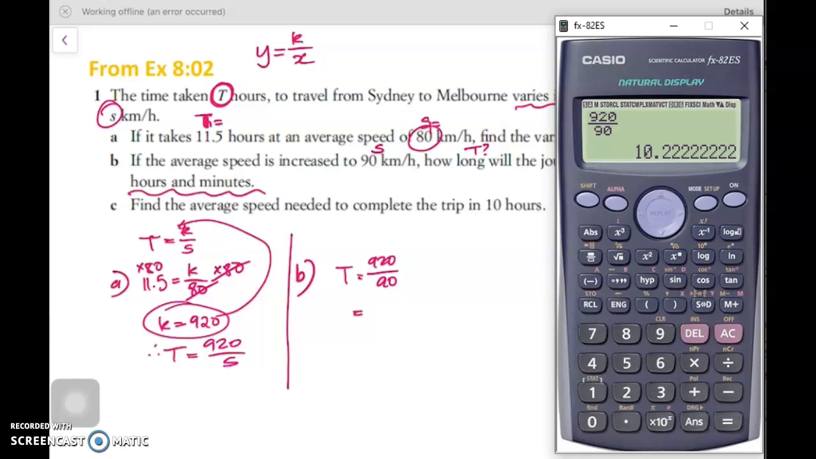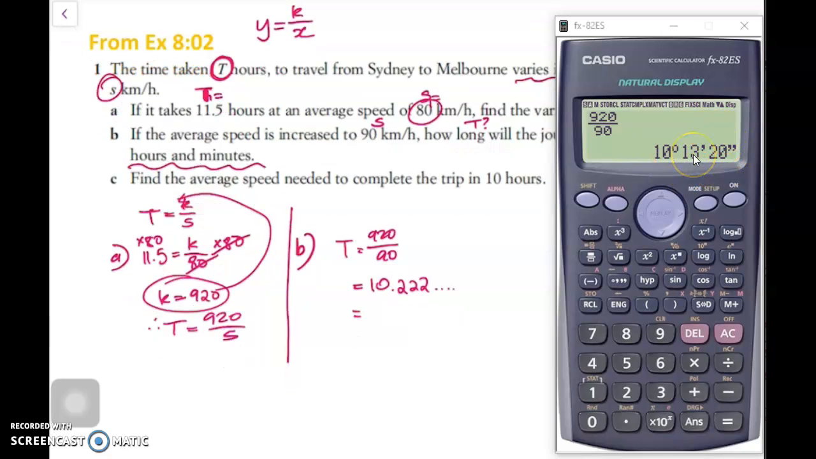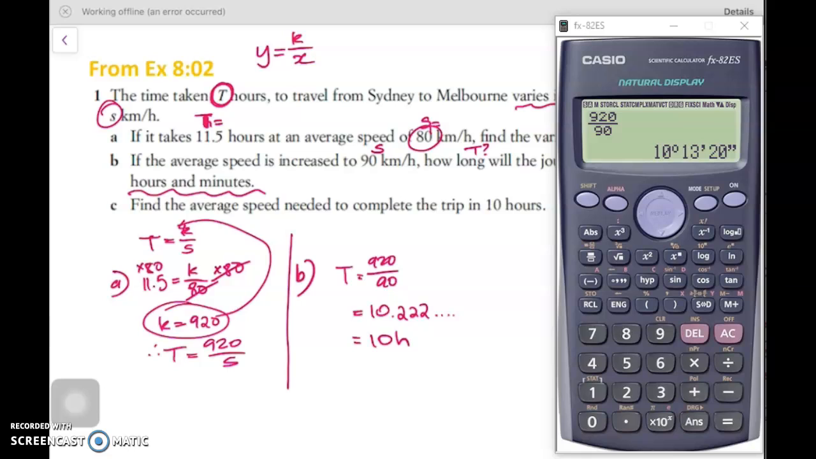Okay, it's 10.2222. And remember, this is the number of hours. Now, if I want to write this in terms of hours and minutes, I can click on this button here on the calculator, which would convert this for me to hours and minutes. Here I can see that it is 10 hours, 13 minutes and 20 seconds. 20 seconds is a third of a minute, so you can write it as 13 1/3 minutes. That would be your answer.